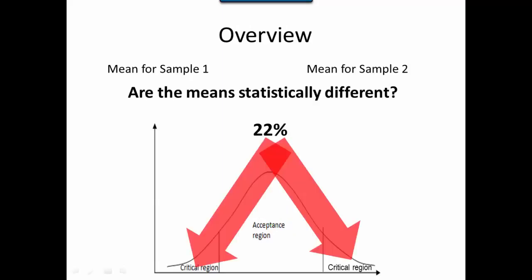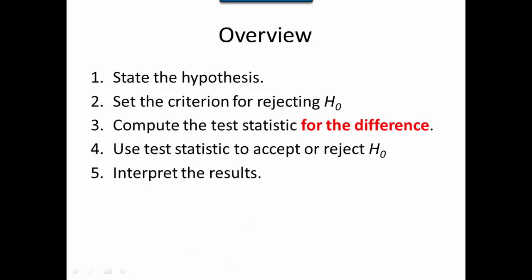However, if that 22% difference is so unlikely by just drawing different sample means out of the pool from the population, that it's way out in these rejection areas, we're going to say that those means are statistically different. This is a pattern you've seen before. We're going to state a null hypothesis, we're going to set a criterion, we're going to compute the test statistic for the difference in those two means, then we're going to use that test statistic to decide about the null hypothesis and interpret our results.